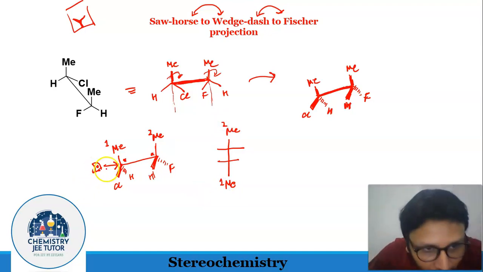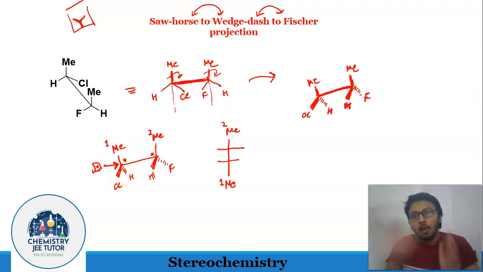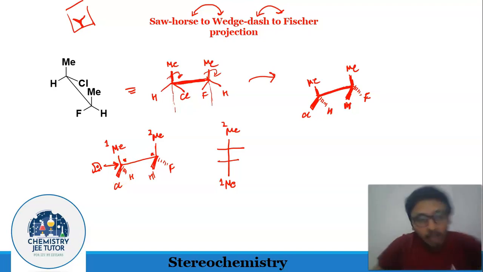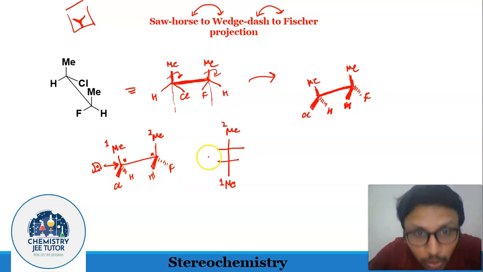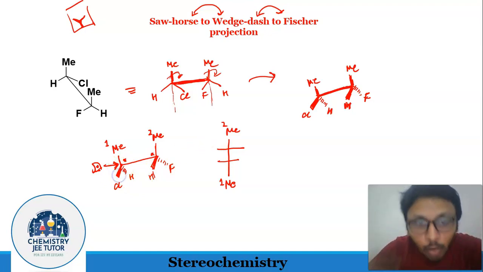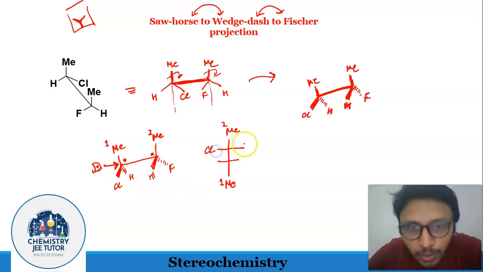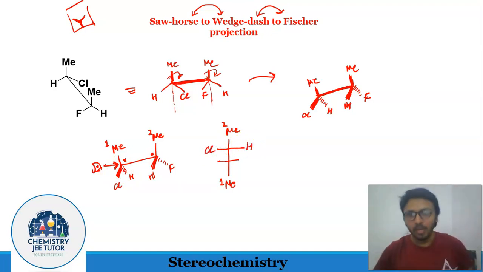So I am seeing through here. This substituent falls on the right hand side. Both the chlorine and hydrogen are on the right hand side. So right hand side above the plane goes to the left of the Fischer projection. What is right hand side above the plane? Chlorine is the right hand side above the plane. It goes towards the left side of a Fischer projection.